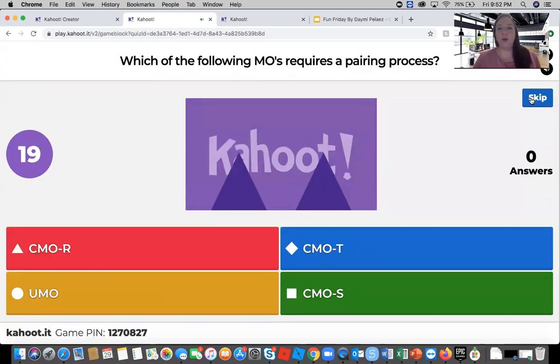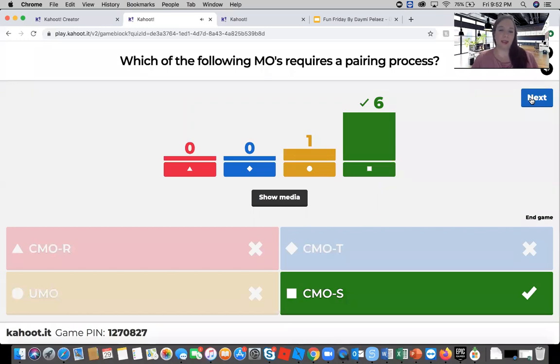Which of the following all requires pairing? Yes, good job. CMOS stands for what? What's the S stand for? Surrogate. Awesome.